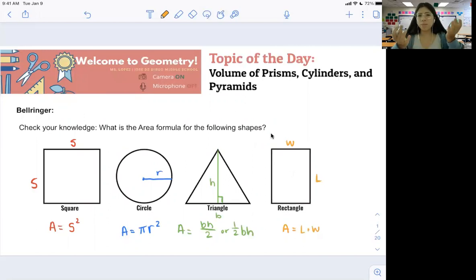So that's basically what we're going to be looking at. We're going to be looking at volumes of prisms, cylinders, and pyramids today. Not too bad. Is everyone good on this page, or is anyone still copying? Okay.